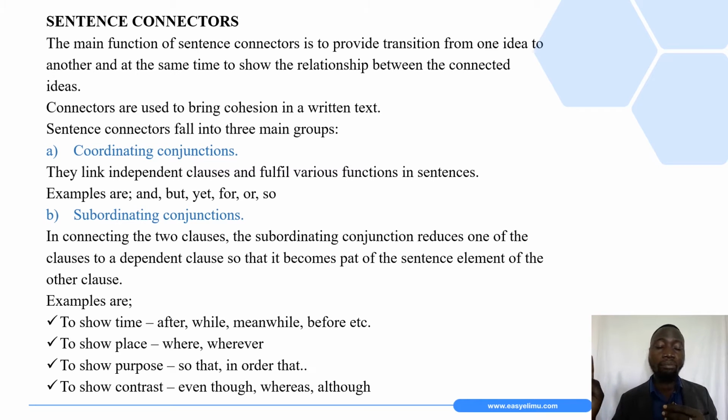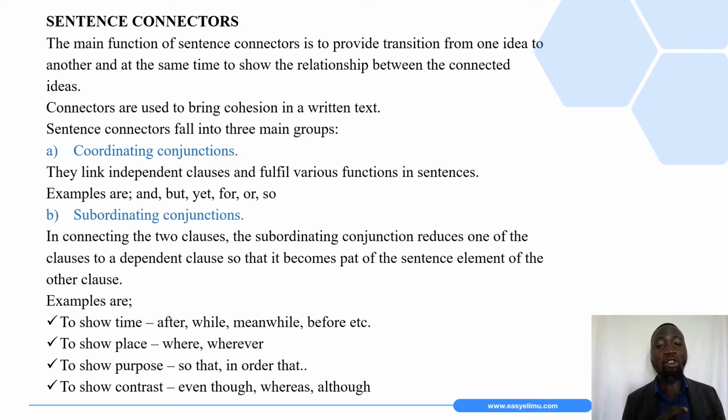Remember, the shortcut for mastering the coordinating conjunctions is FANBOYS. We only have seven coordinating conjunctions, and the easiest way to master them is by having FANBOYS in your mind. That is F for for, A for and, N for nor, B for but, O for or, Y for yet, S for so.